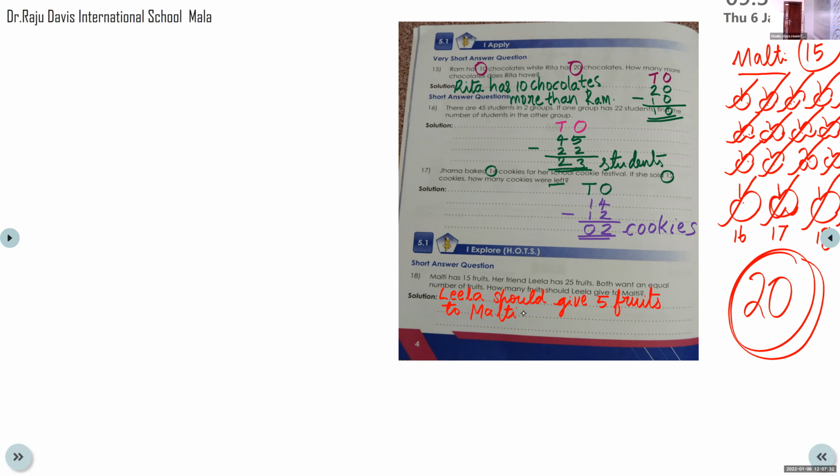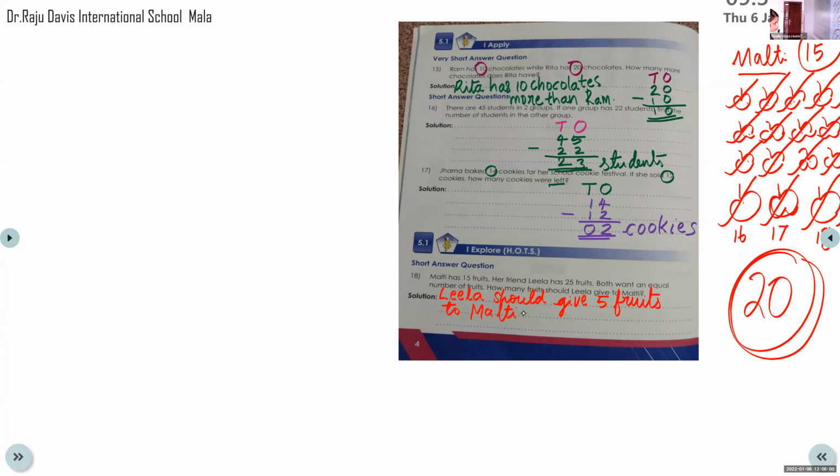So here we can see the quality of sharing. Leela is ready to share her fruits with Malati. It's a good quality. We should share. If we have more items, we should share with others. If we have 2 pencils, and one person in the class has no pencil, we should share our pencil with them. That caring and sharing is a good quality.